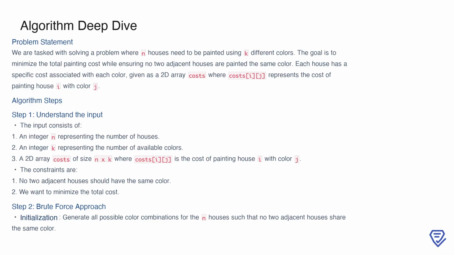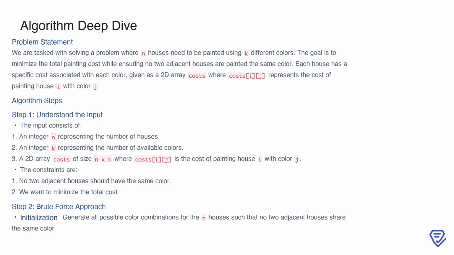The input is provided as a 2D array costs, where costs[i][j] represents the cost of painting house i with color j. Our goal is to minimize the total painting cost while respecting the condition that adjacent houses must have different colors. To begin, we can think about solving this problem using a brute force approach. This involves generating all possible combinations of colors for the n houses that satisfy the adjacency condition.